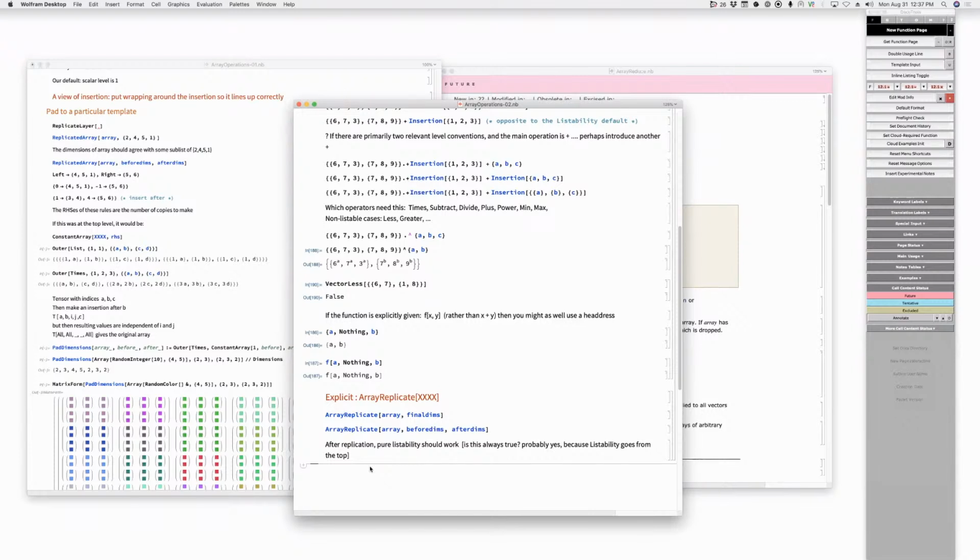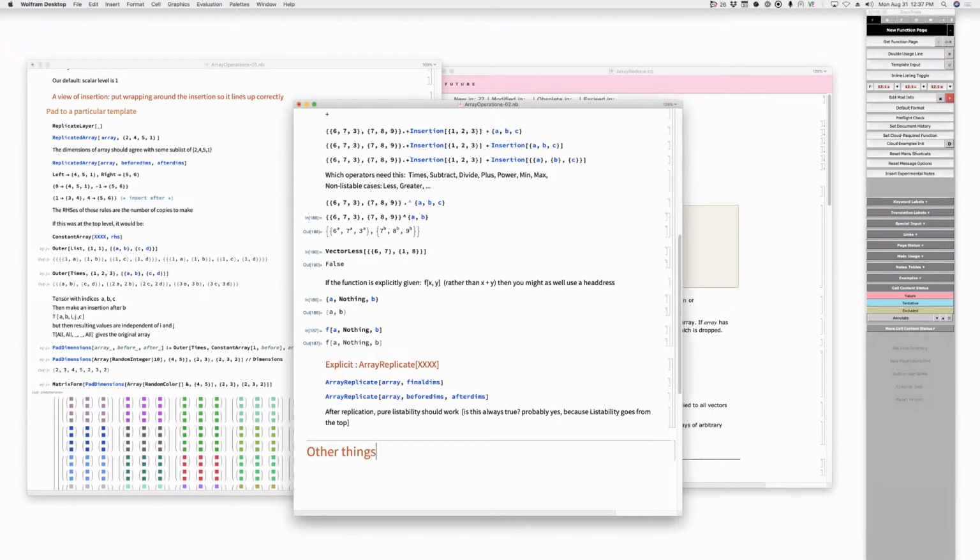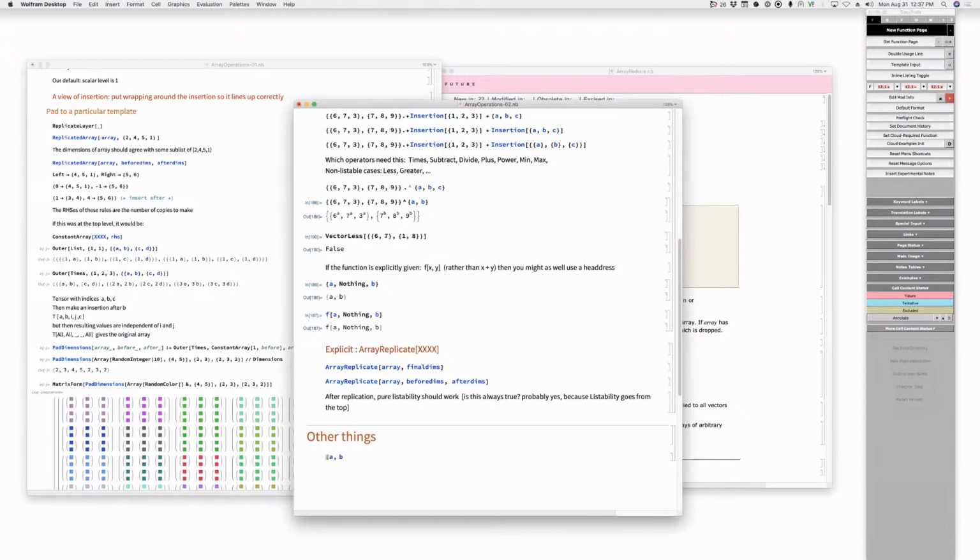Am I making sense? It's not obvious to me that we should study the question of making less and greater listable. Right now, it's just an error. Actually, it doesn't evaluate, I think. Yeah, I know. Right. I think there have been a number of times when I've wanted to use them listably. Yeah, I think that probably should evaluate.